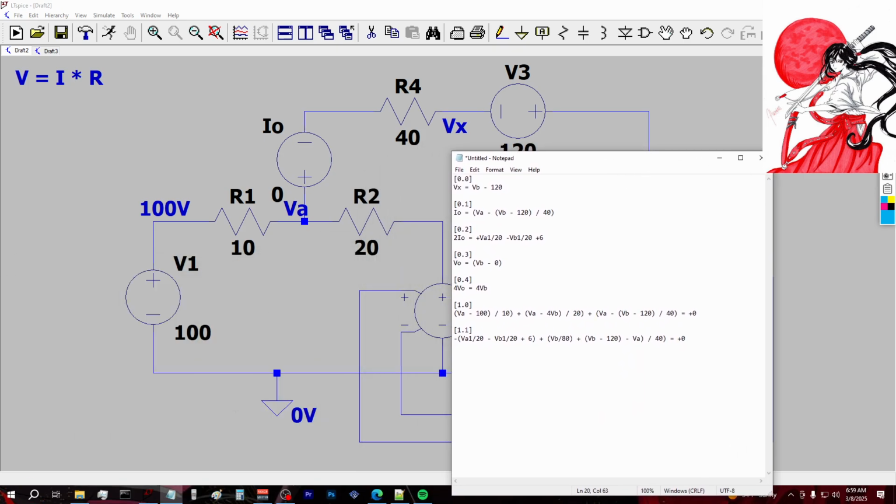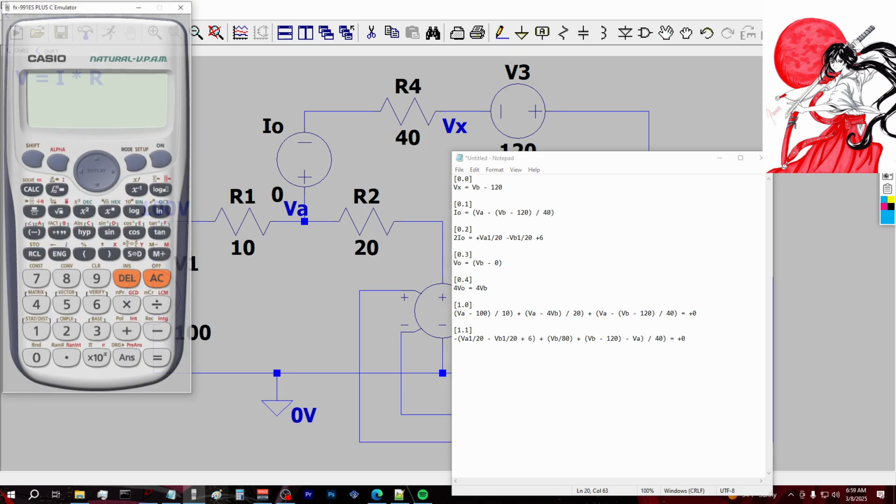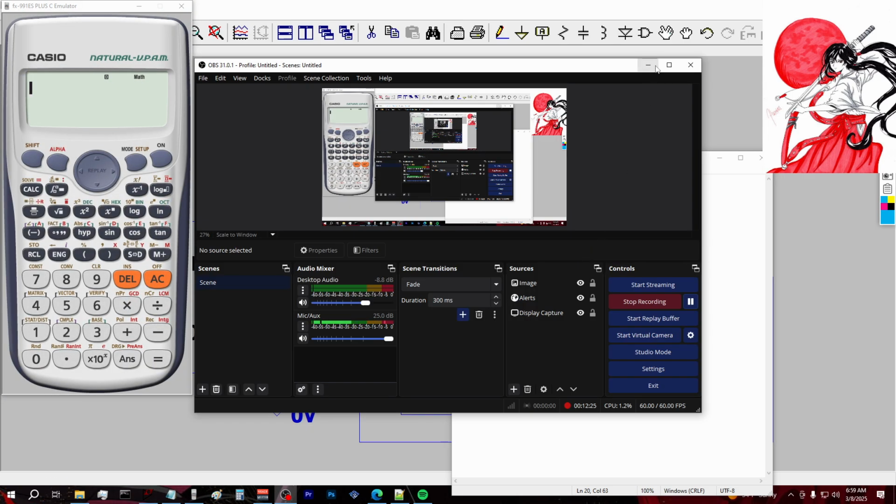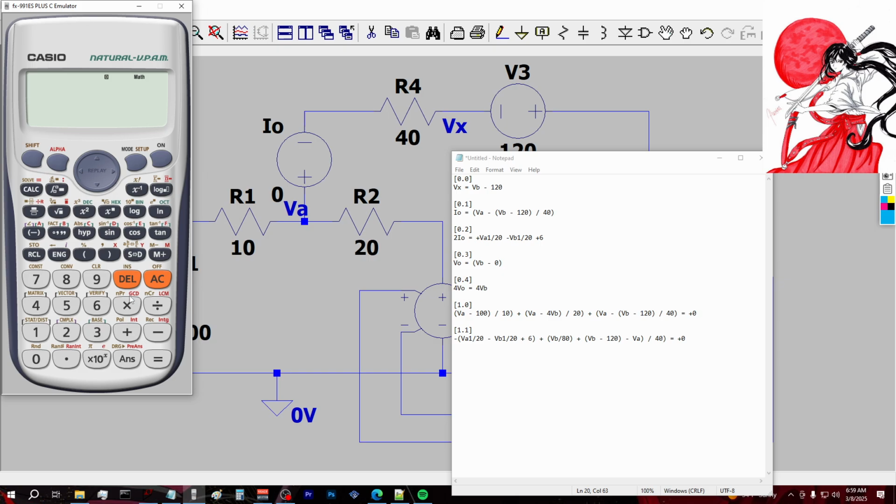So let's do that. All right, let me see. Where is my calculator? Here we go. Let's see how I'm doing on time. Okay, hopefully I'll be able to finish this in time. Let's see what we can do here. I probably won't though.